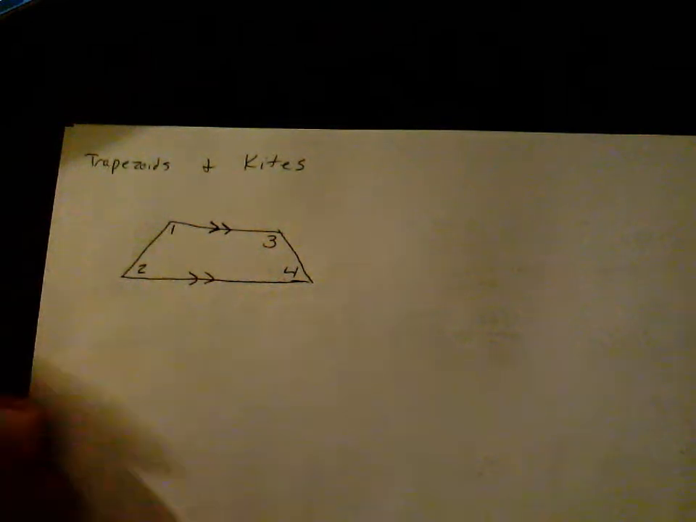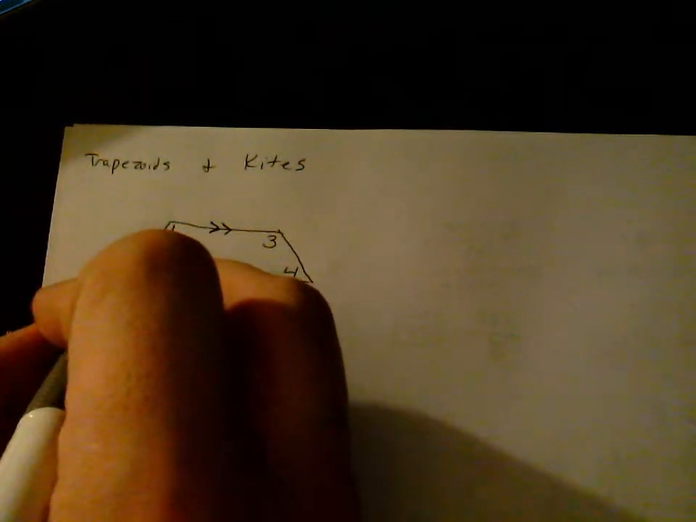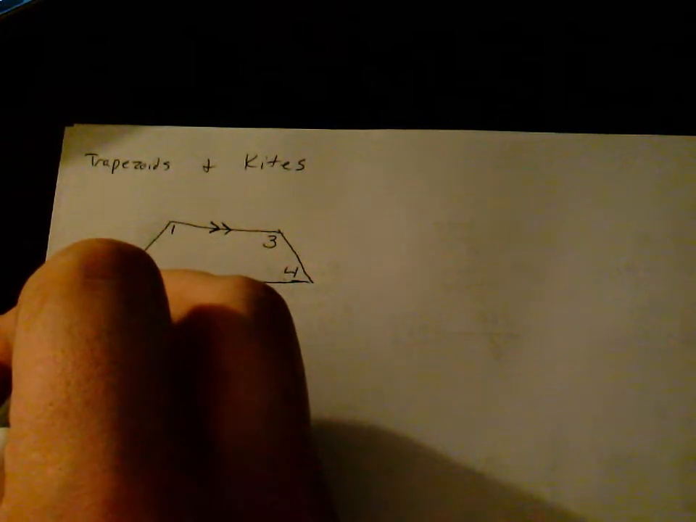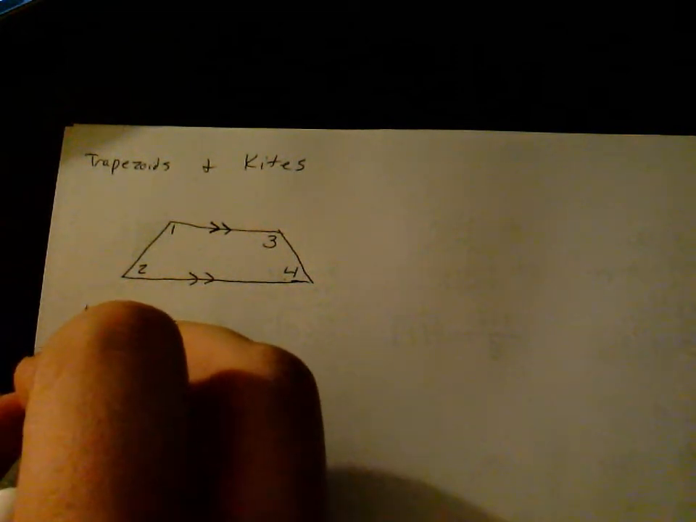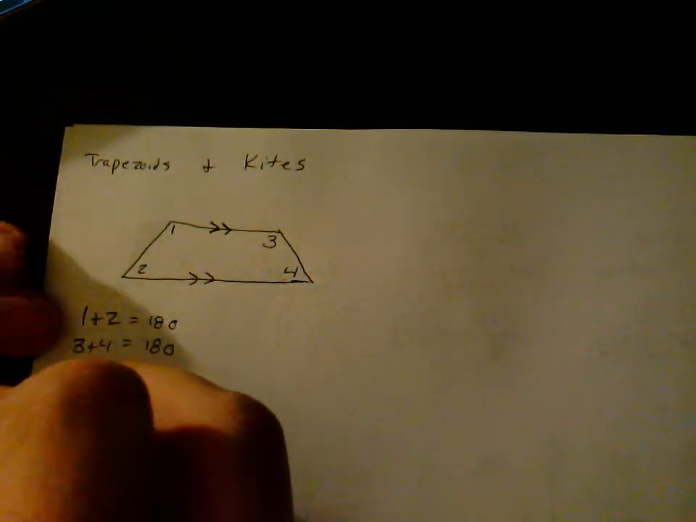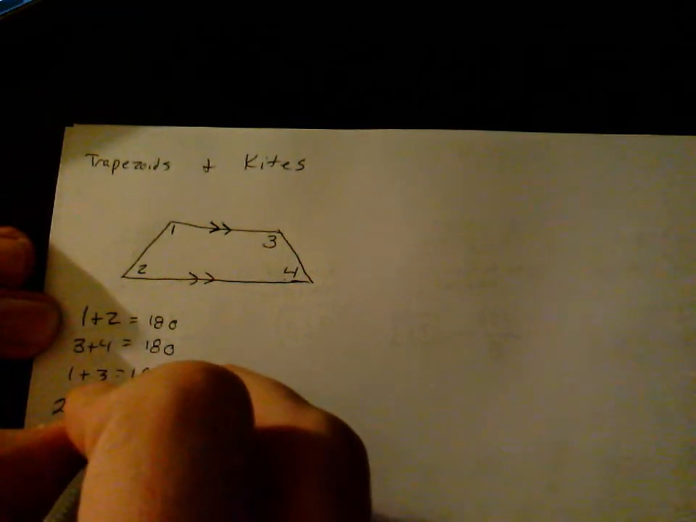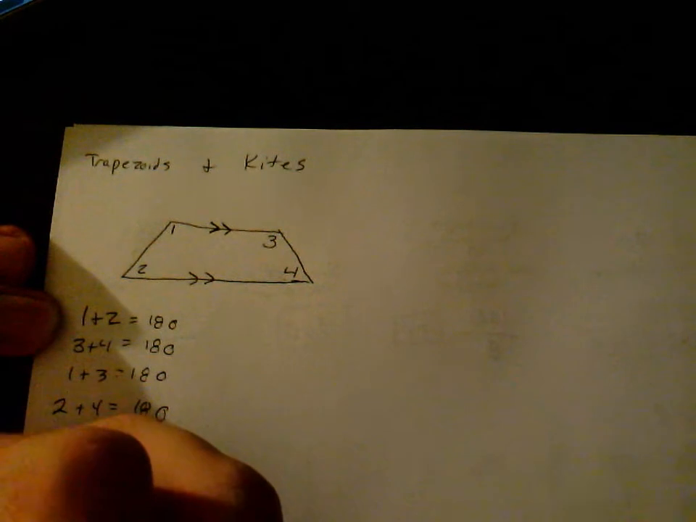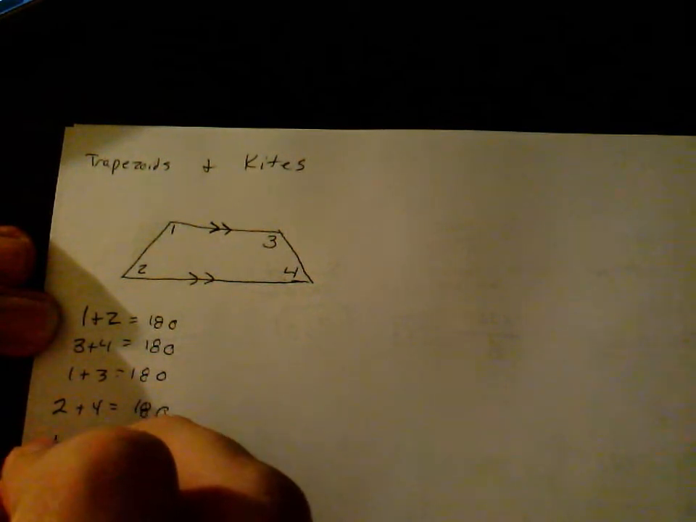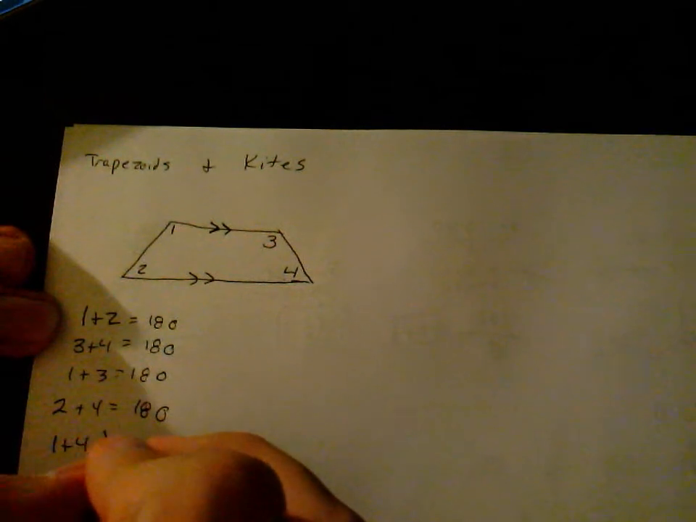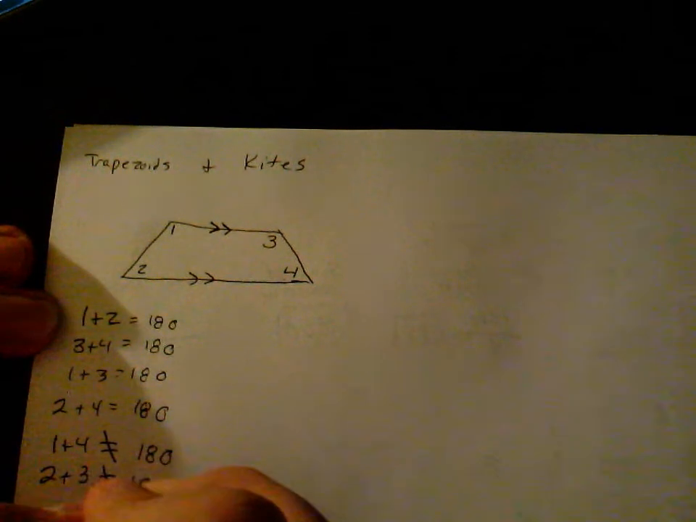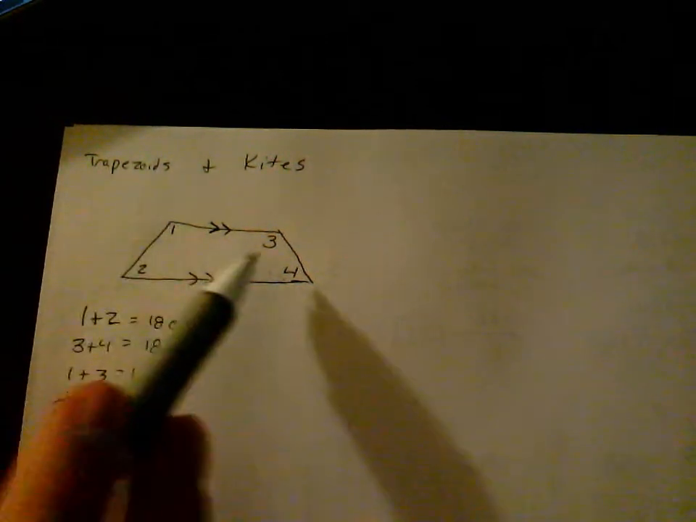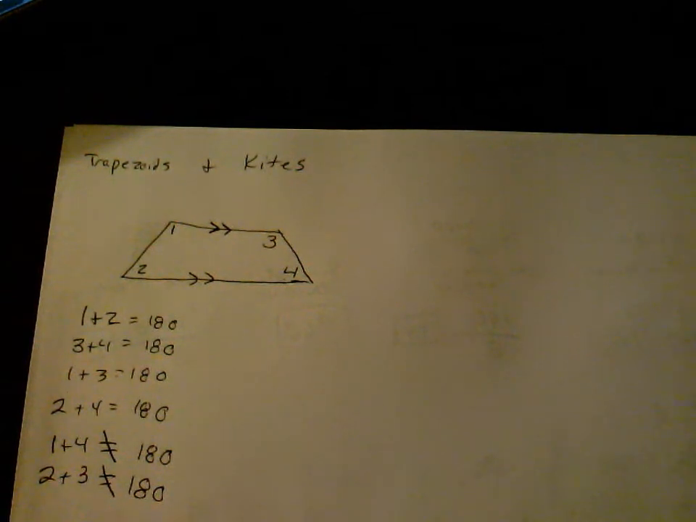So 1, 2, 3, 4. It means 1 plus 2 equals 180. 3 plus 4 equals 180. 1 plus 3 equals 180. 2 plus 4 equals 180. But 1 plus 4 does not equal 180, nor does 2 plus 3. Because these are diagonal from each other, they don't add up to 180, or they won't for the most part.